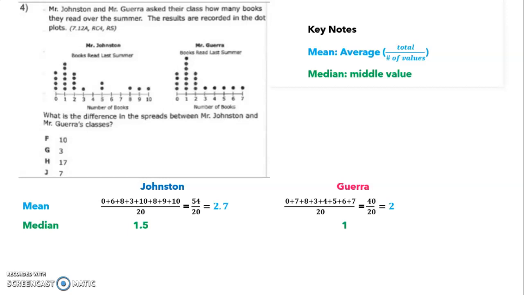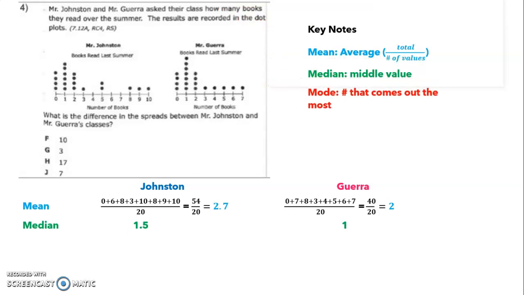If I have 2 values, then I divide by 2, which in this case was the situation. I ended up with a 1 and a 2. So when I added them together, I got 3, and then 3 divided by 2 gives me 1.5. Right? So that's where we're at. For Mr. Guerra, both values ended up being a 1, so it's just a 1. Okay. So that's my median.